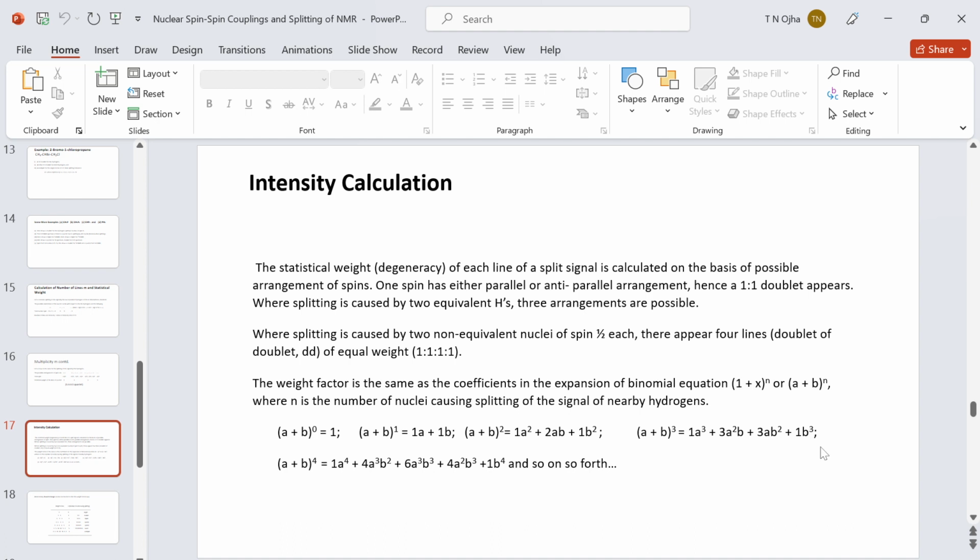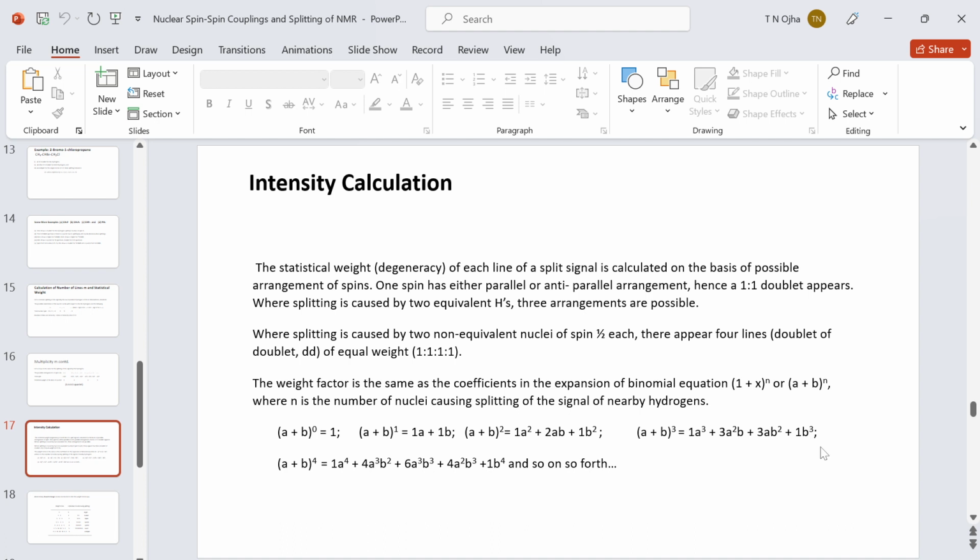The weight factor is the same as the coefficient in the expansion of the binomial equation, that is (1 plus x) whole power n, or (a plus b) whole power n. I have solved it here. When the power is 0, it becomes 1, a singlet. When the power is 1, on expansion we get 1a, 1b. It means a doublet of equal intensity, 1 is to 1, will appear. When the power is 2, the expansion gives 1a square plus 2ab plus 1b square. It means three signals, intensity ratio 1 is to 2 is to 1.